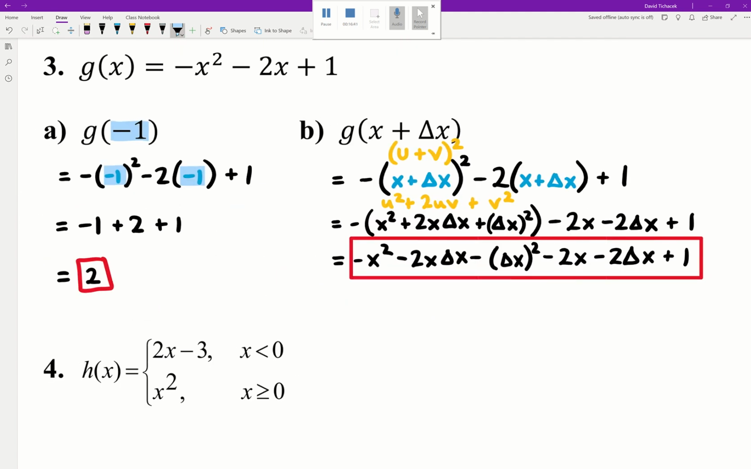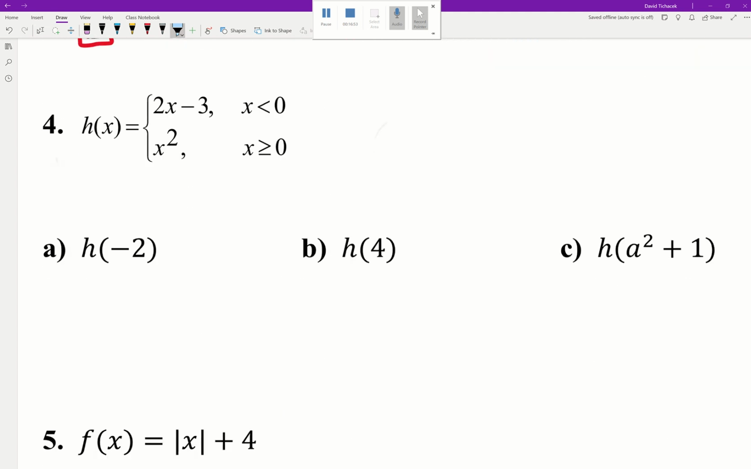I invite you to go ahead and pause the screen here and take a look at the next one. I'm not going to go ahead and talk through it, but it's the exact same thing. You might notice that in part B, we need to go ahead and use one of our special product formulas in order to evaluate and figure that out, but it just involves some algebra. So I'm going to go ahead and move on here.